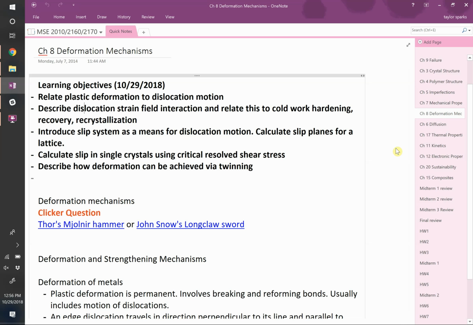For example, we're going to relate them to plastic deformation. We're also going to talk about how dislocations interact with one another. We'll be able to do a calculation for slip in a single crystal. We'll talk about what slip is and the complex way that it happens in a single crystal. And then we'll probably talk about twinning, and that's probably all the time we've got.